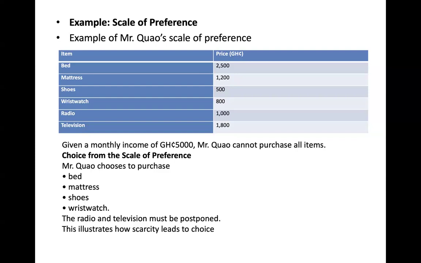Because his income is limited, Mr. Kwe cannot purchase all the items, therefore he has to choose to purchase the bed, mattress, shoes, and wristwatch, because his income can only cover the price of the mattress, bed, shoe, and wristwatch. But the radio and the television must be postponed. So this illustrates how scarcity leads to what? Choices. Any question?